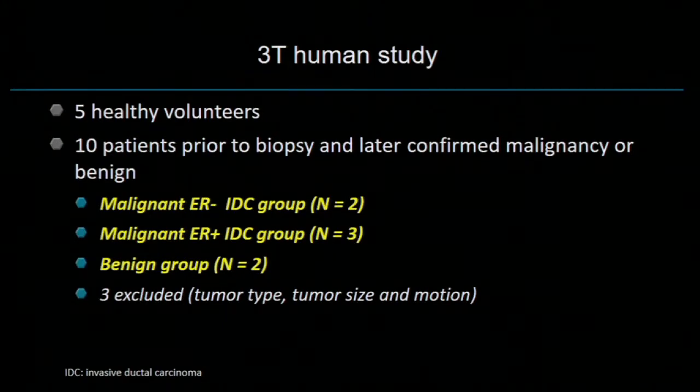The CEST-Dixon sequence has been applied to 5 healthy volunteers and 10 patients prior to biopsy, and later confirmed 8 malignancies and 2 benign lesions. The 10 patients were stratified into 3 groups: the malignant ER-negative invasive ductal carcinoma group, the malignant ER-positive IDC group, and the benign group. Compared with the ER-positive group, the ER-negative is more aggressive and more likely to recur. 3 of the patients were excluded from the study because of the tumor type, size, and motion. All the images were acquired on a 3T Philips human scanner.